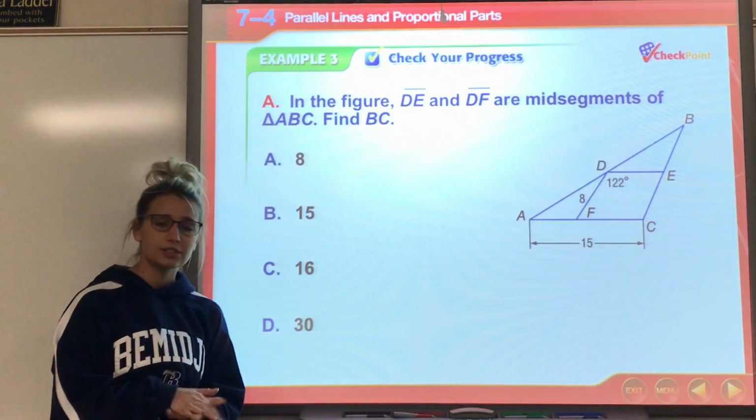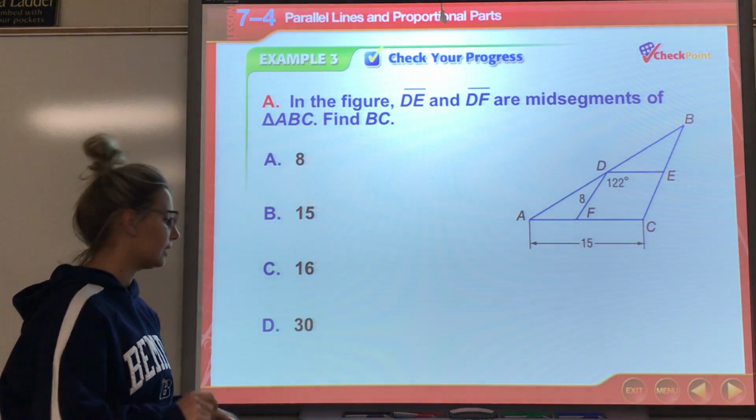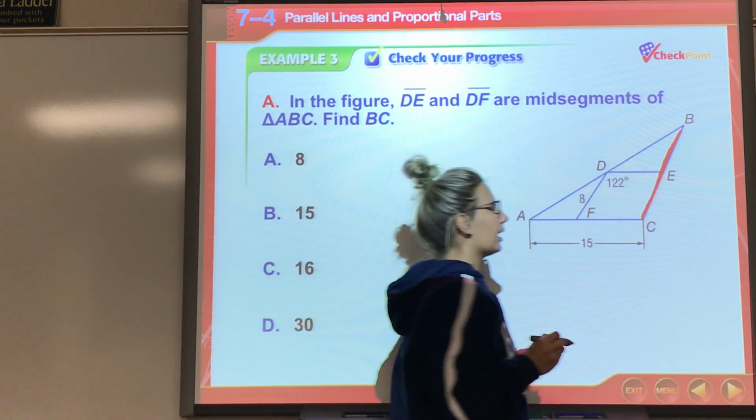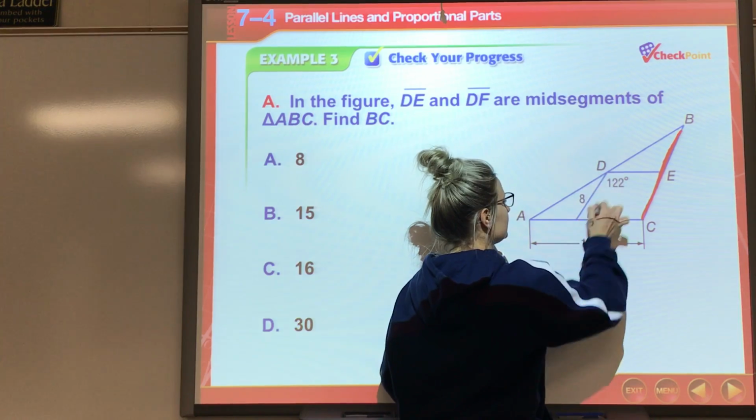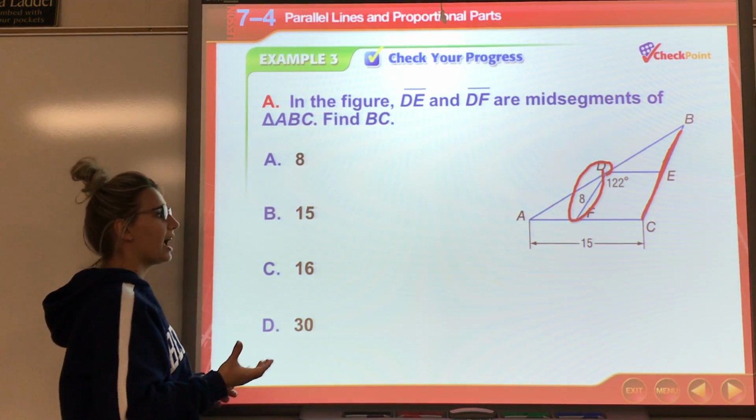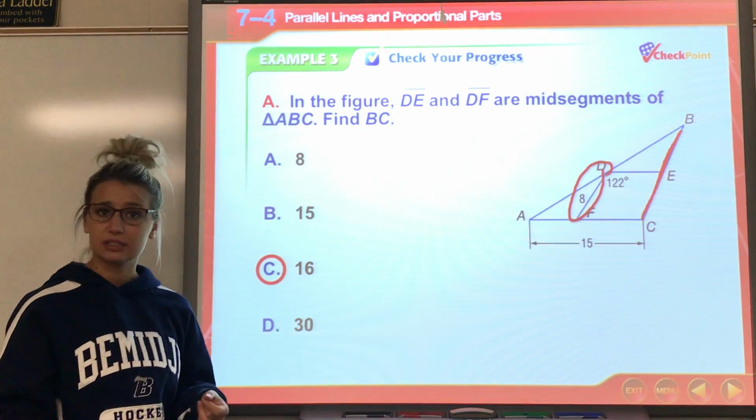Okay, here's one for you guys to try at home. Pause your video, work this out. We're trying to find BC. So BC is here, okay? And since they're mid-segments, we're going to use this DF being 8. So if I know that DF is 1/2 of BC, we should be finding that BC is 16 because we just double it.